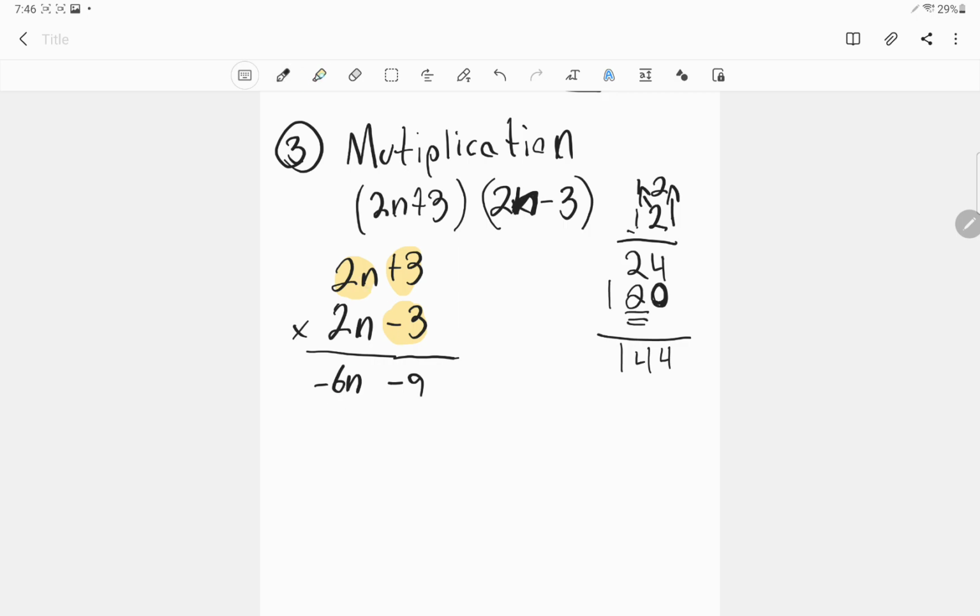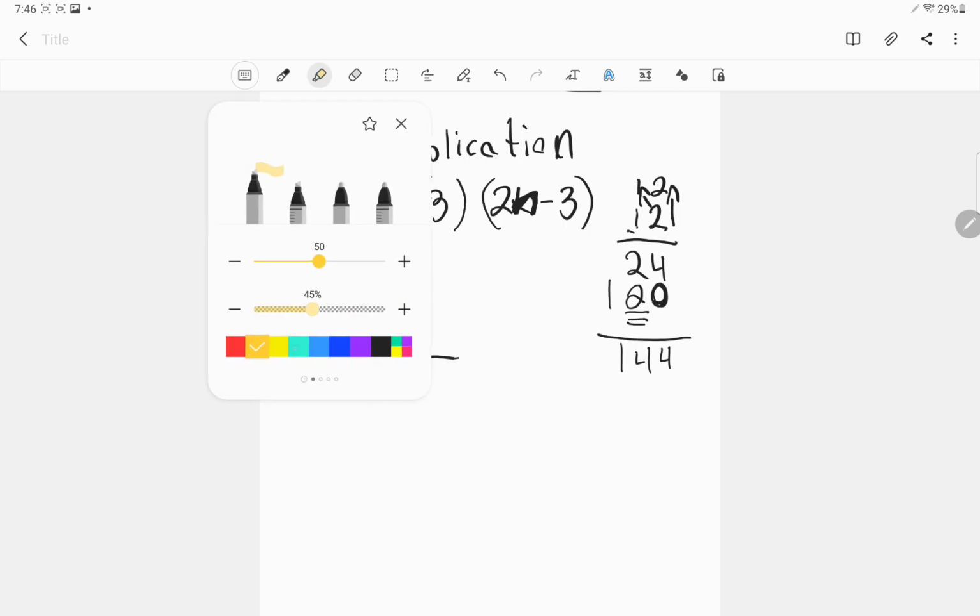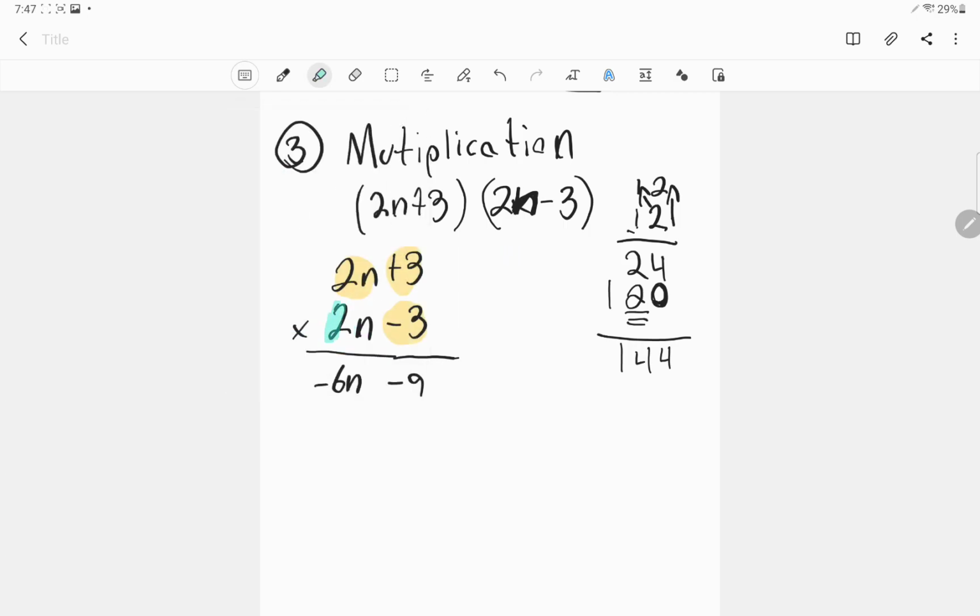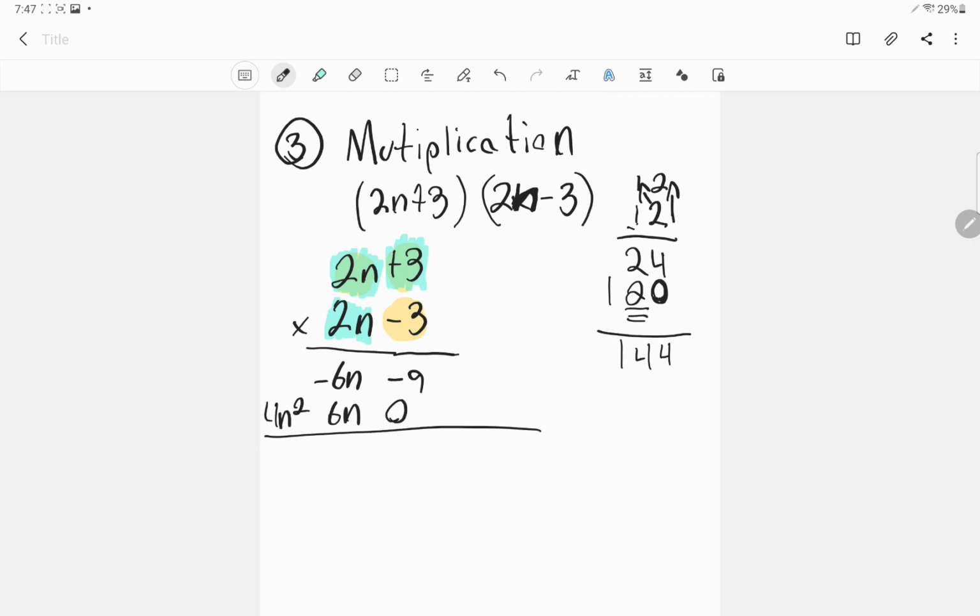Alright, now I'm going to grab the 2n, and I'm going to multiply by the 3, which gives me positive 6n. And now I'm going to multiply the 2n by the 2n. And it's going to give me 4n squared. I'm going to put my line, put a 0 right there.